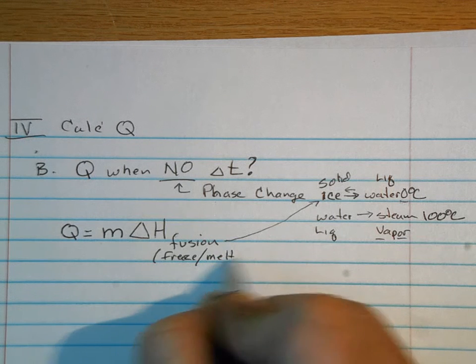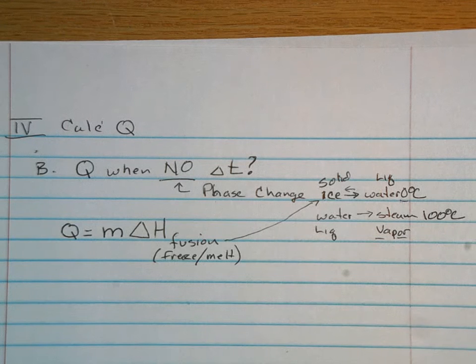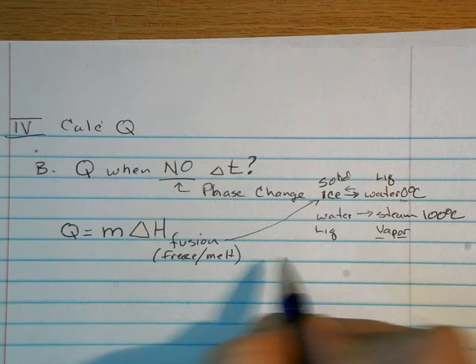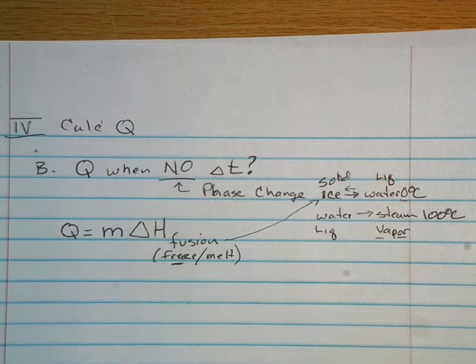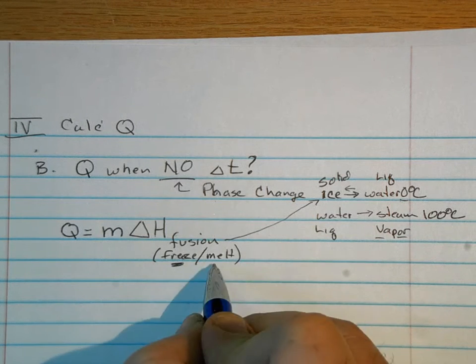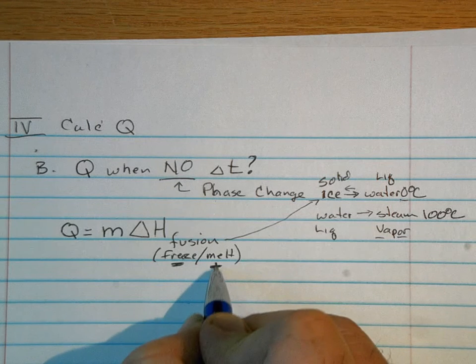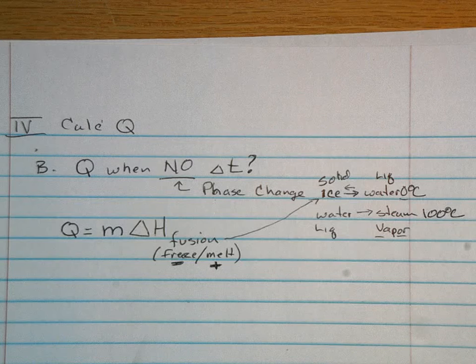Now, whether it's freezing or melting, it'll be a positive or negative number. If we're freezing, we're removing heat energy, right? So we're removing energy from the system. That will be a negative heat of fusion. If we're adding heat to something and it's melting, we're making it melt, that's going to be a positive heat of fusion.